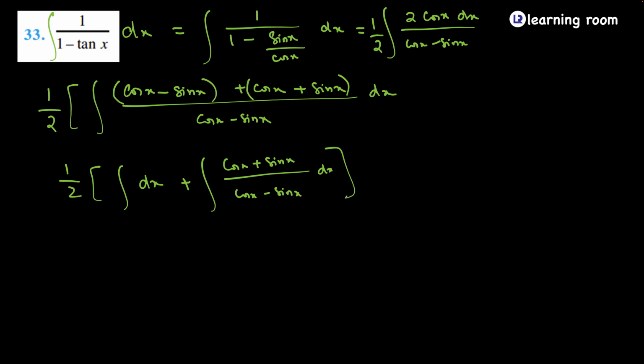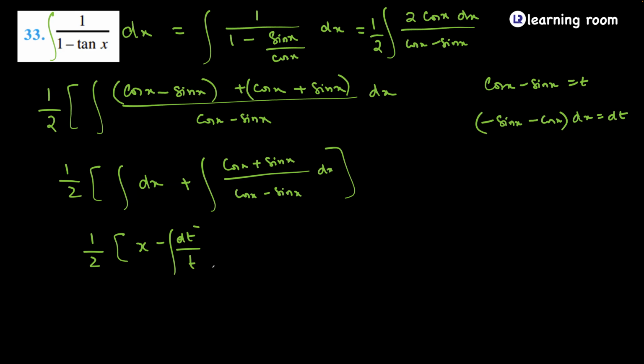So now what I can do is cos x minus sin x, if I take it as t, numerator will be minus dt. So if I take cos x minus sin x as t, then minus sin x minus cos x dx is equal to dt. So cos x plus sin x is negative of that. So you'll have minus dt. So half into integral of dx is going to be x and minus dt divided by t, the integral of this.